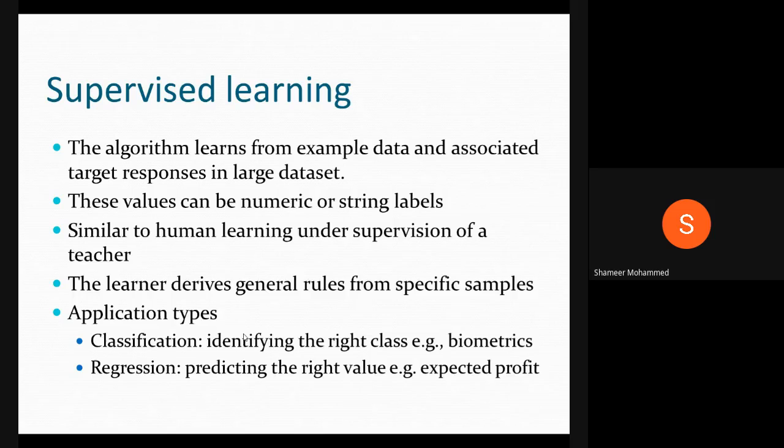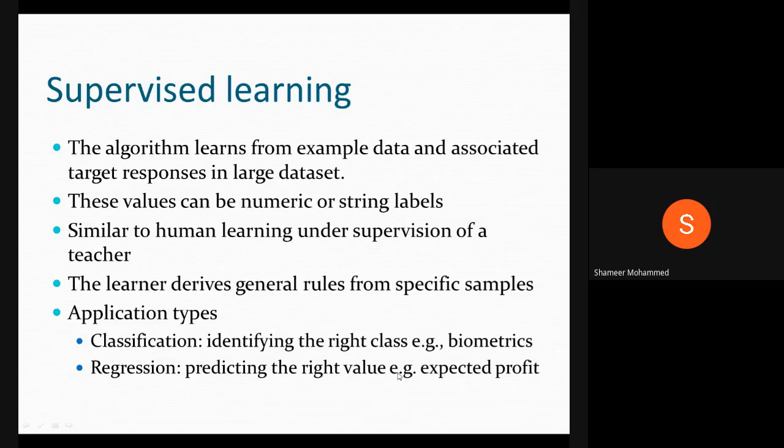So the data is maybe in the form of numbers or strings. Similar to human learning under supervision, there will be a teacher who will guide you. The learner derives some rules from specific examples. These are the algorithms we use, like the regression algorithm, predicting the right value.